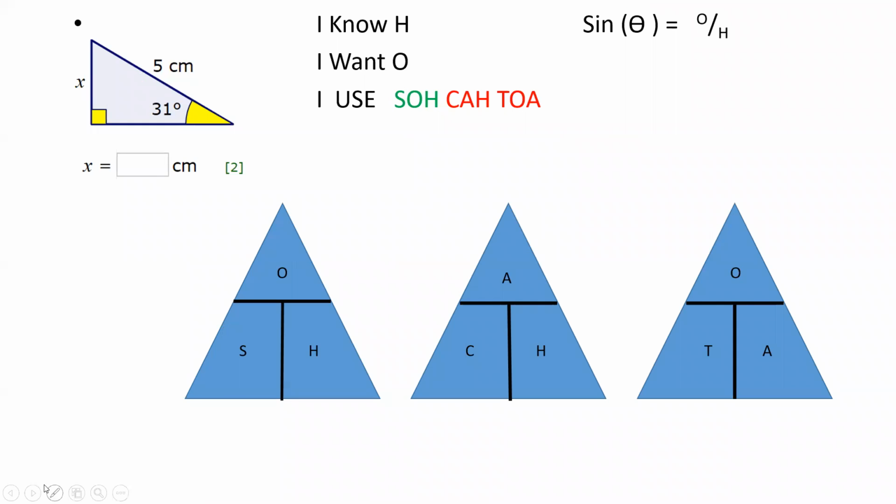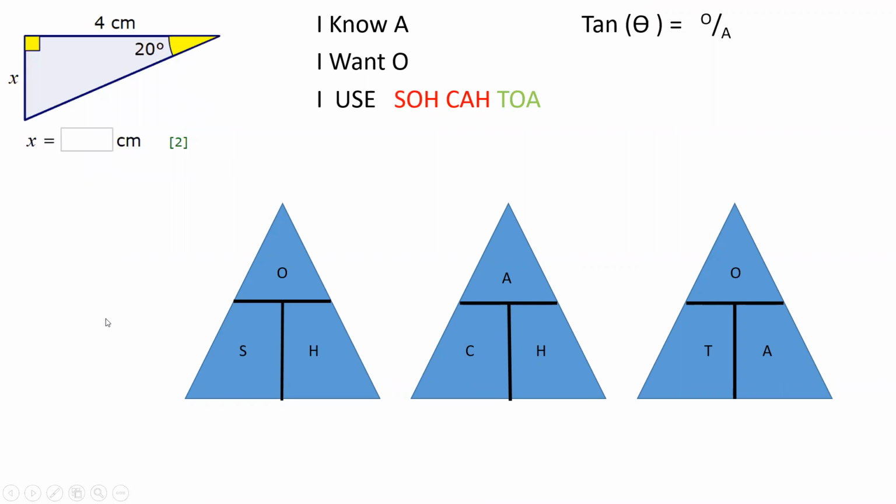So let's clear our drawings. Let's go on to the next slide. And again, what we're going to do is mark up our triangle, because that's what we always do. We go over here and go, yep, that's A, O, H. So I know A, but I want O, so I'm going to use TOA. So again, tan theta is O over A, so it's going to be tan 20. The O is the one we want, that's X, that's 4.